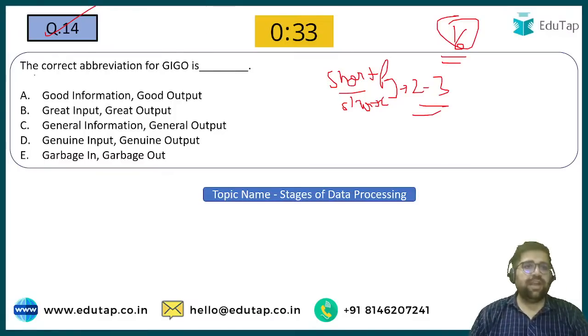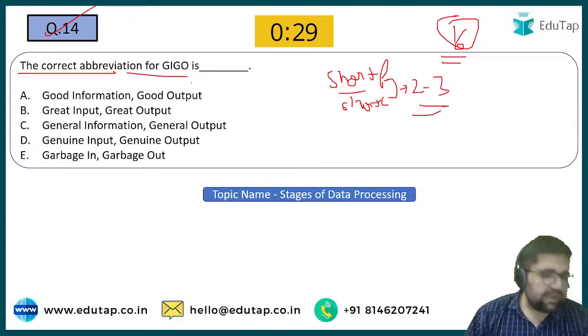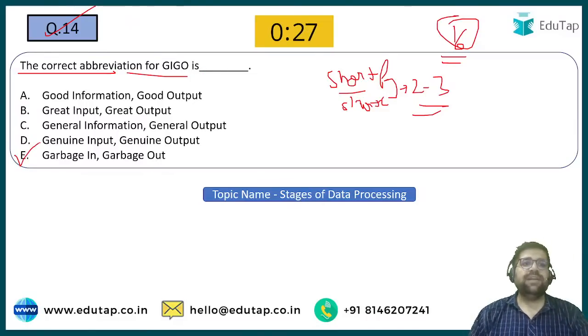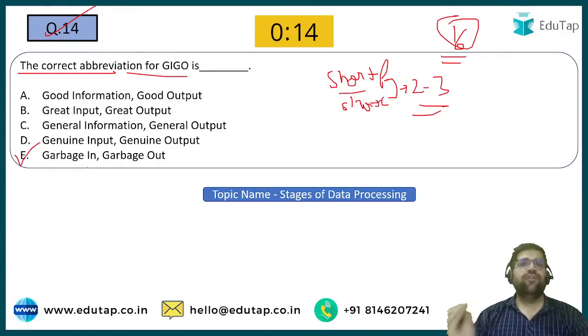Question number 14. The correct abbreviation of GIGO is? Yes. It is garbage in and garbage out. Now, if you are giving garbage to the computer, if you are not giving clear instructions to the computer, then the computer will definitely say, go back and give me the correct instructions. So that is what the full form of GIGO is.